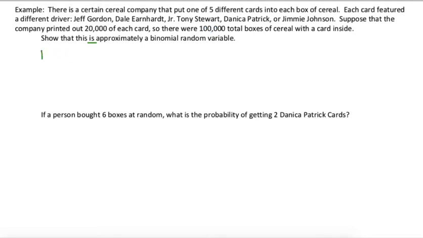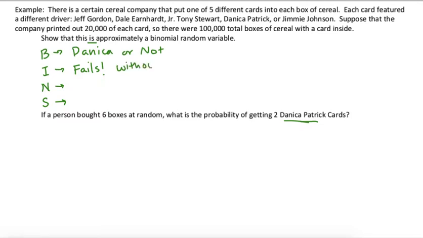All right, so we're going to choose one person. And I guess if I look forward, we're going to look at Danica Patrick. So when I look at BINS, to see if this is a binomial random variable, does it meet this setting, we could say it's Danica or not. So that makes it binomial. We have success or failure. And then independence would fail. This is without replacement. Once you win the card, it's not like they're going to put that back into another box. Gross. Okay, so how do we fix this?